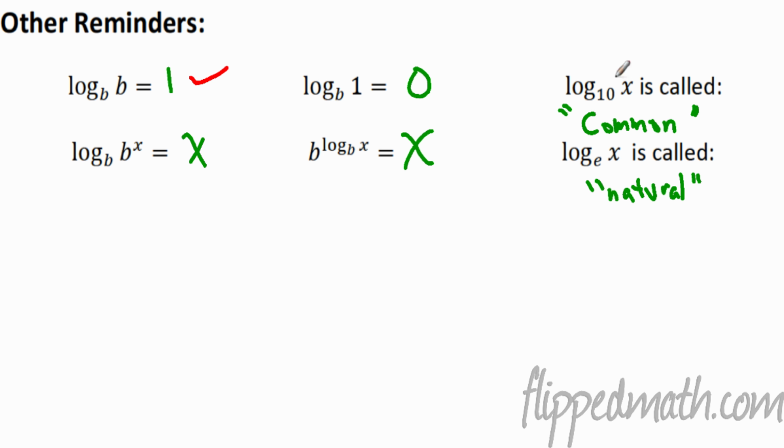All right? Log base 10 is called the common log, and it's basically if we do log and we don't put any base down, we mean a 10. There's an implied 10 down there. All right, what else we got down here? Log base b of b to the x. We just use that.